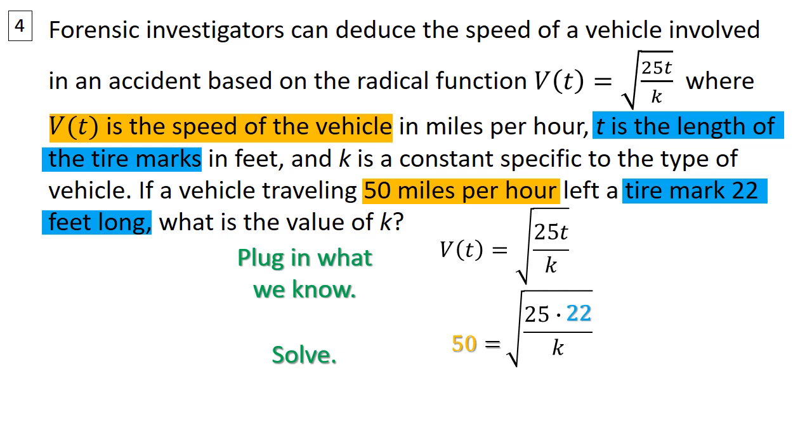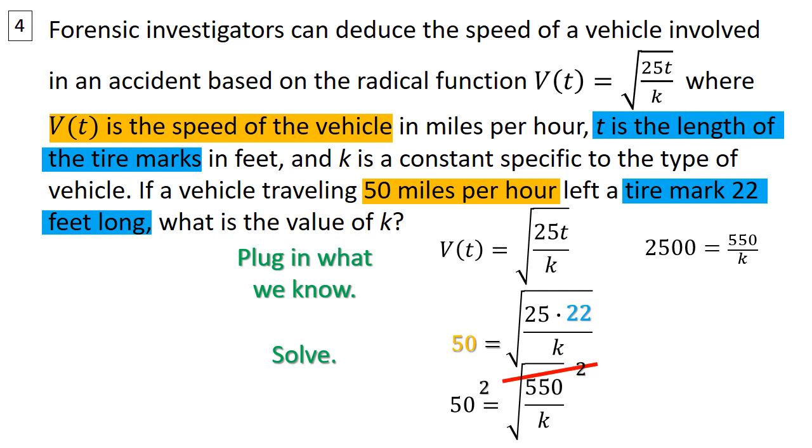So I'd probably start by doing that 25 times 22 on the top, because that just comes out to 550. Well, to get to the k, it's inside that square root. So once again, we've got a square root we need to get rid of. How do we get rid of a square root? We square both sides. The right side, the square and the square root cancel out. The left side, 50 squared, is going to be 2,500. So 550 over k equals 2,500.